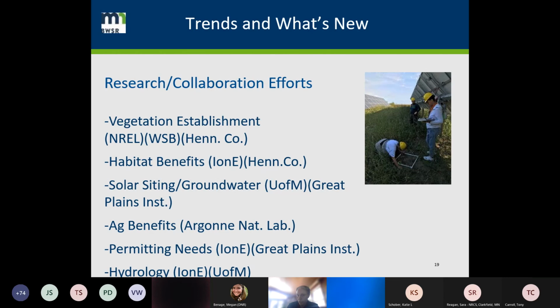I think early on there was concern that there's a lot of water running off of these panels, that there might be runoff coming off of the sites. But ultimately, I think the research is finding that there's very little water that exits these sites because of the prairie vegetation that's established.